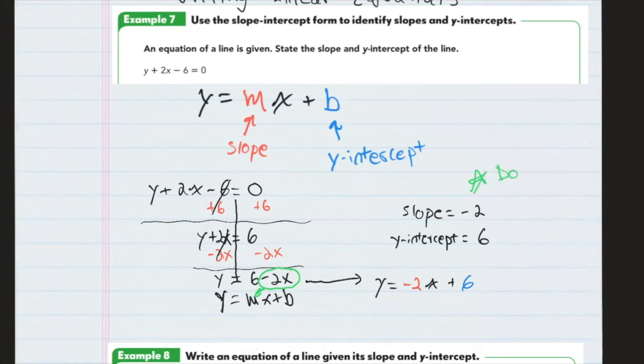And as a side note here, don't include x. That would be like saying the slope is -2x. Right? We don't want you to do that. The slope is just the number that's with x. It's not including the x. And that's it for the first example.